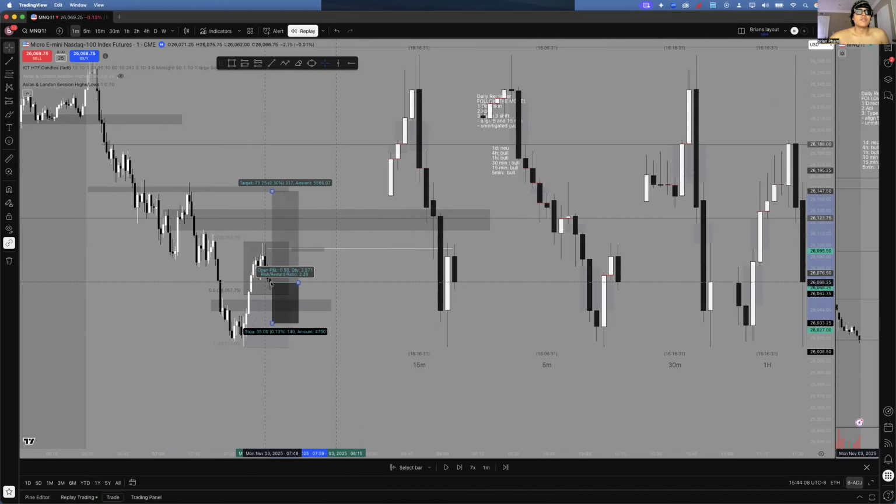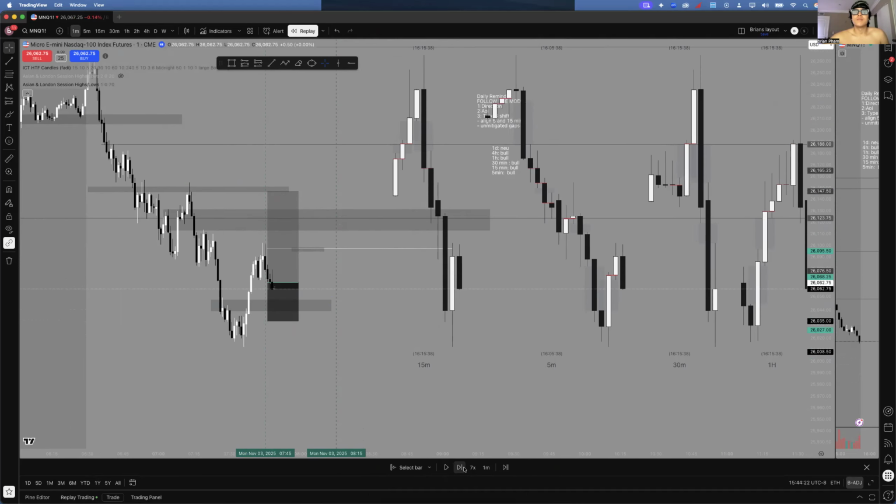Ended up taking our entry right here. We had stops right at 30 points, give or take. I think it was like right here, something like that. Was looking to just target these highs, and overall price was moving in that direction.